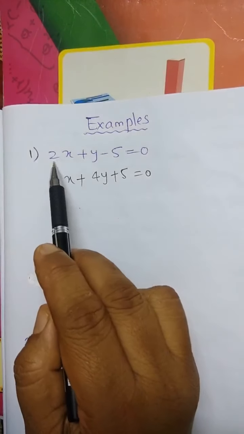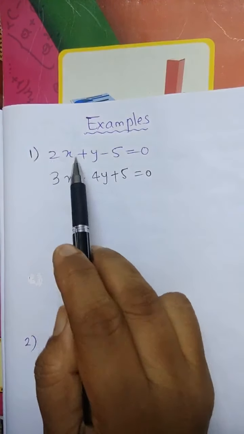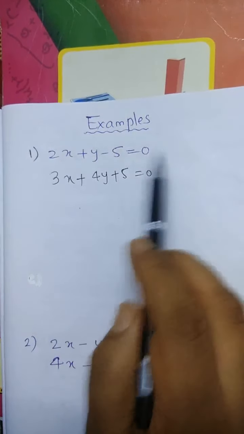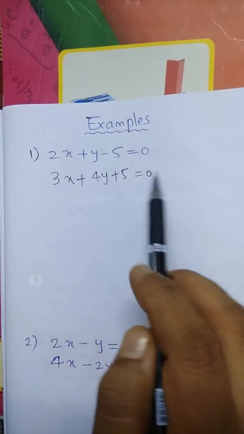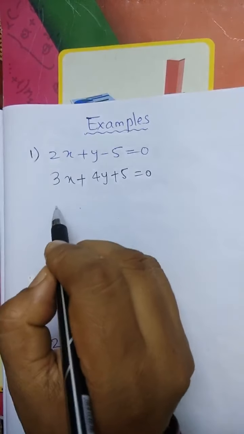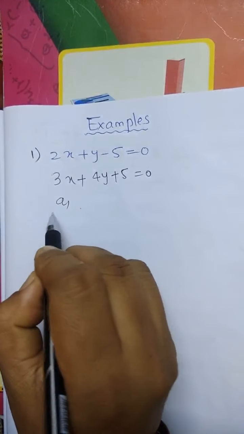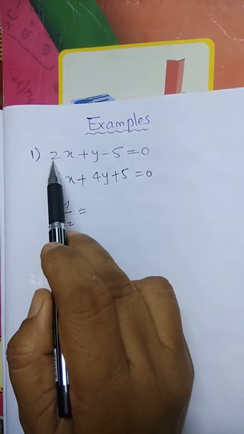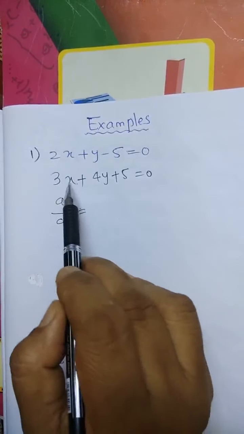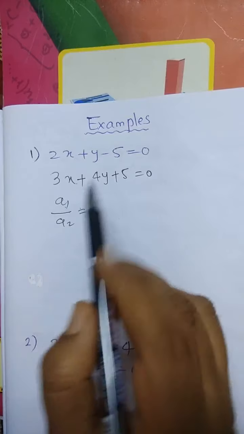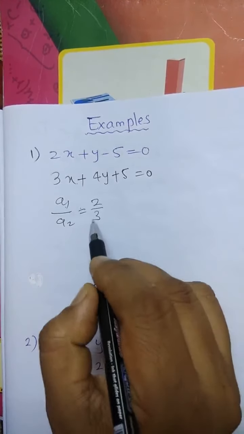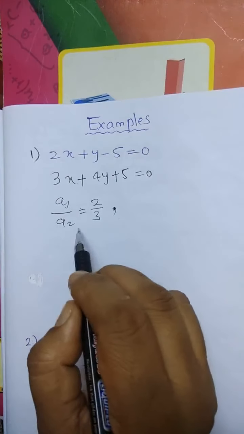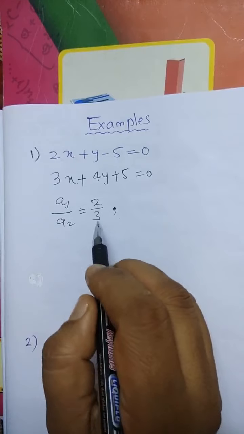Okay, the first example is the first linear pair. Here is 2x plus y minus 5 equal to 0, 3x plus 4y plus 5 equal to 0. So let us find the ratio a1 upon a2. a1 is the coefficient of x in the first equation and a2 is the coefficient of x in the second equation. So we will get 2 by 3. Can you cancel them out? No. So the answer for a1 upon a2 is 2 by 3.